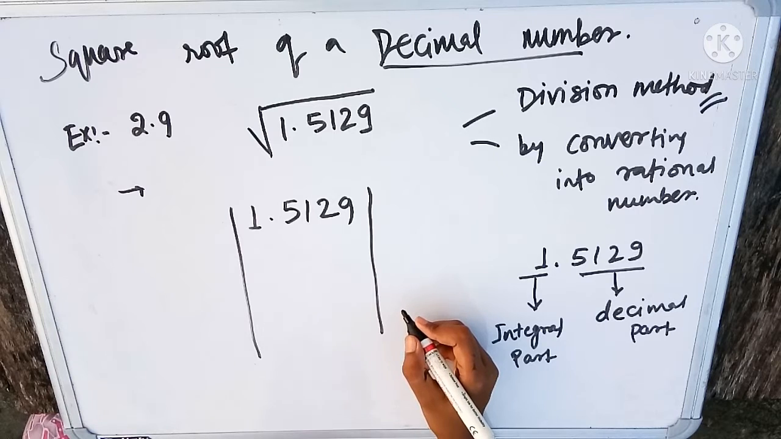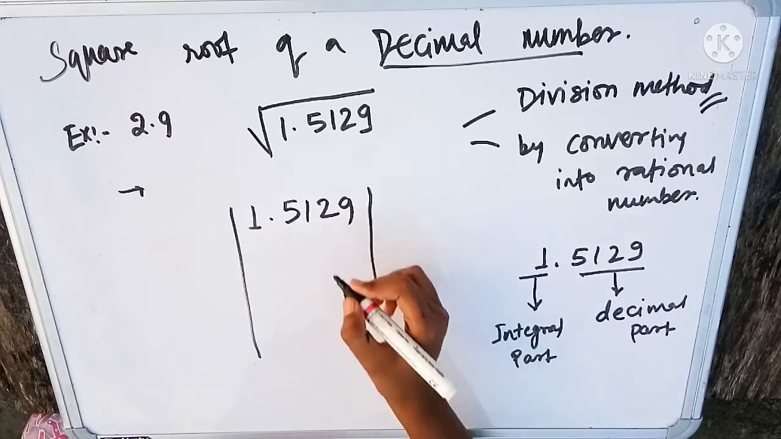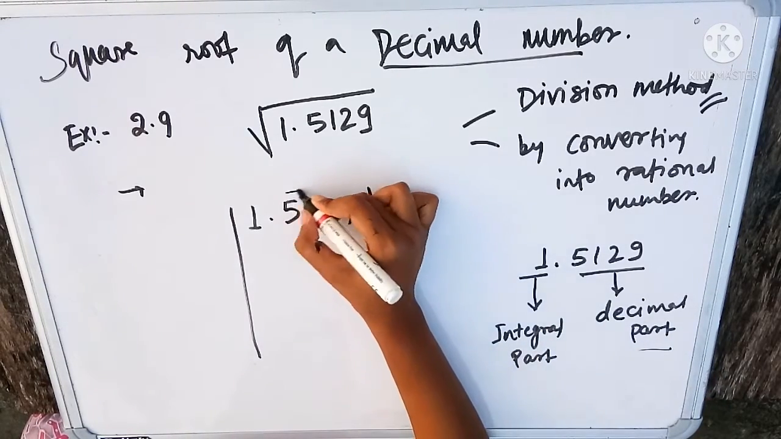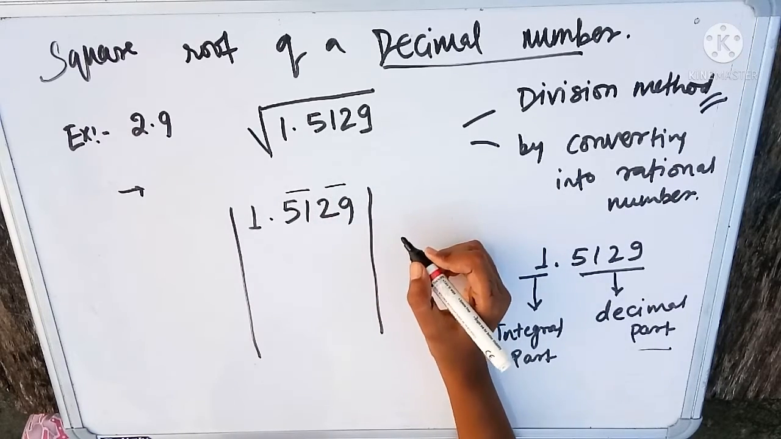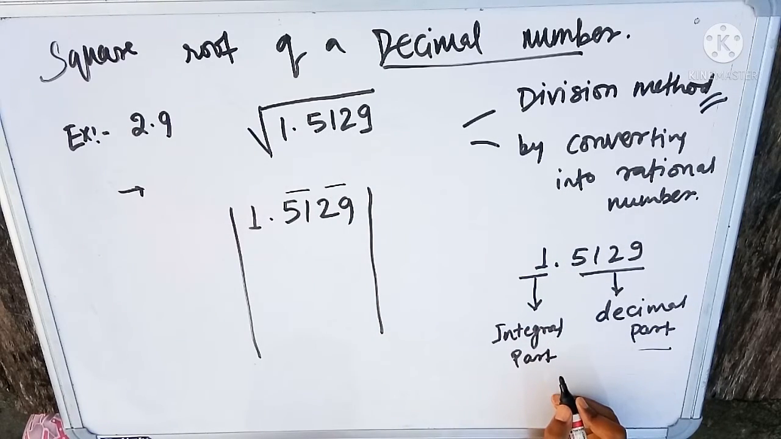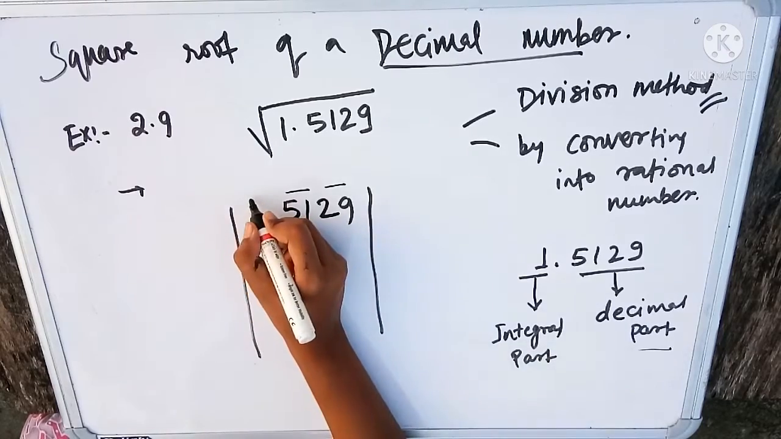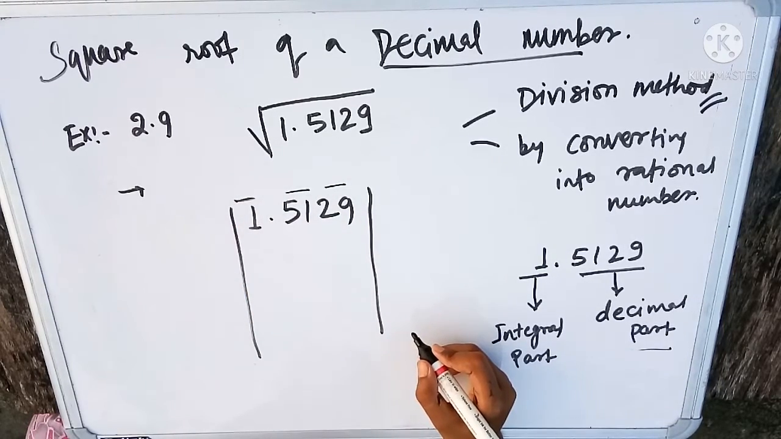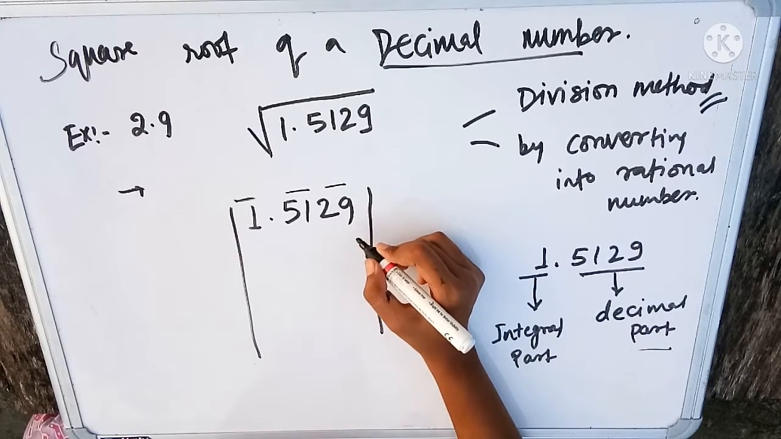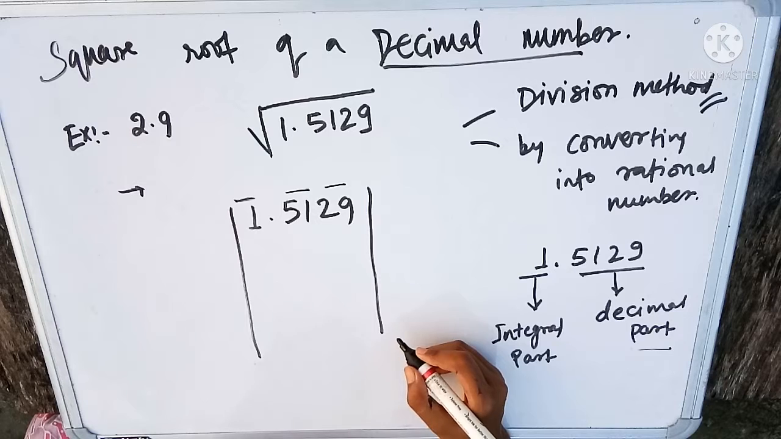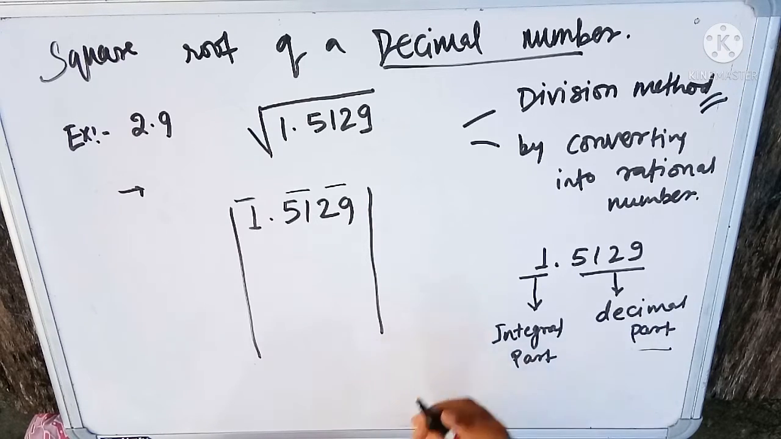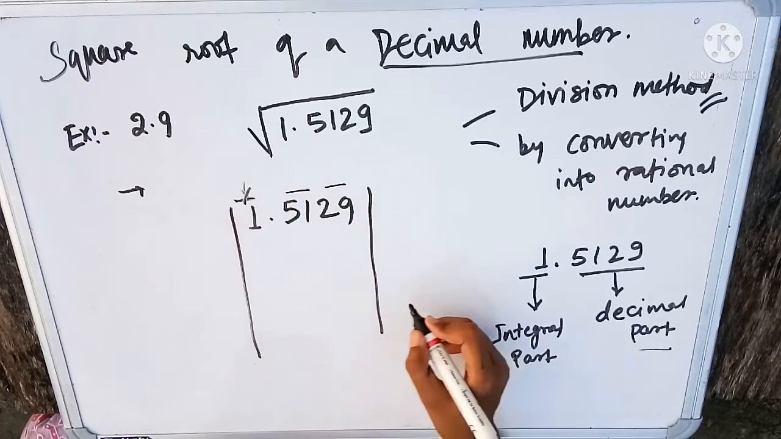The first step is we have to place the bars from the left side in the decimal part, that is from here 51 and 29, and in the integral part we will put the bar as it is, which we put from the right side. This bar here indicates that at every step we will take this pair of numbers for operation. Now the next step is we have to find such a number whose square is either less than or equal to the first number in the bar.